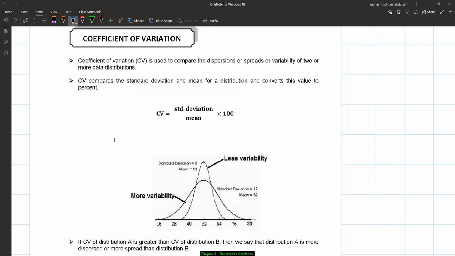So the coefficient of variation, COV or CV, right? Here we use CV. CV or COV is the same thing, but I prefer we use CV. COV will represent covariance, right? CV is used to compare the dispersion or spread or variability of two or more data distributions. So the coefficient of variation compares the standard deviation and mean of a data distribution and converts its value to a percentage.